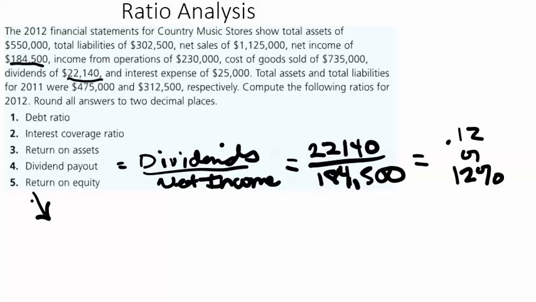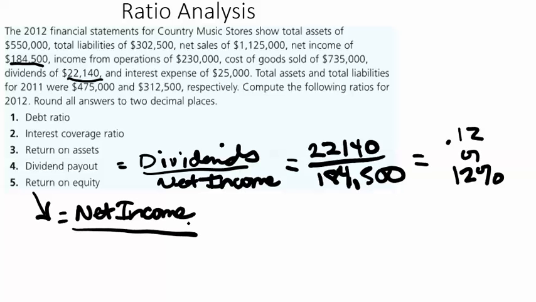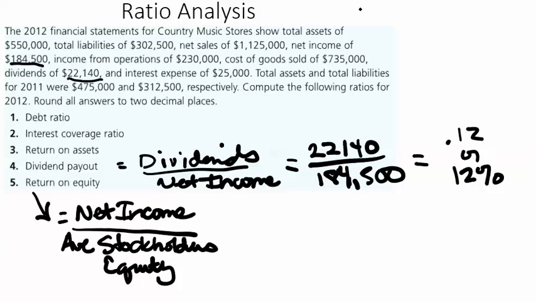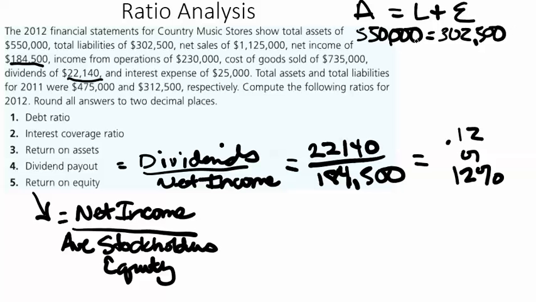And then return on equity, don't forget, is our net income divided by our average stockholders' equity. Well, here's the deal. They're not giving us the stockholders' equity in this problem. We have to calculate it. Remember, your assets equal liabilities plus equity from way back when? Well, if we know total assets are $550,000, and that equals liabilities, it says we're $302,500. Then we take the $550 minus the $302,500, and that is plus equity. And that will give us, let me calculate that, hang on. Okay, that was $247,500.